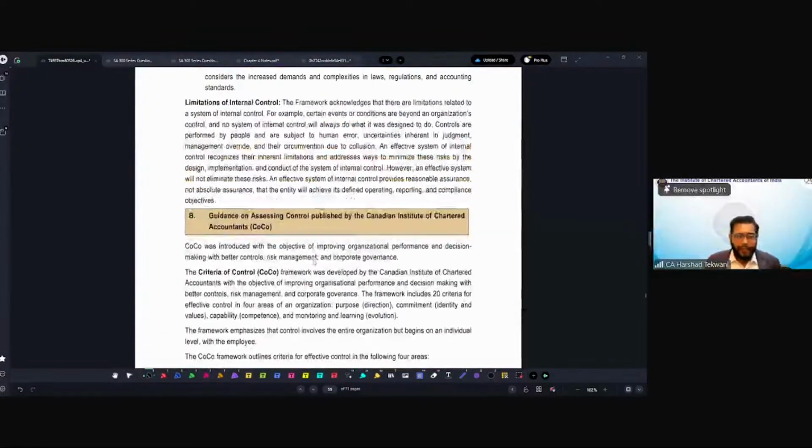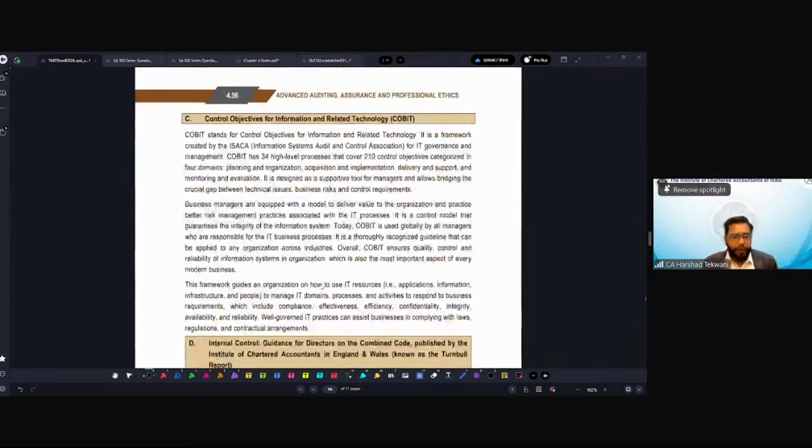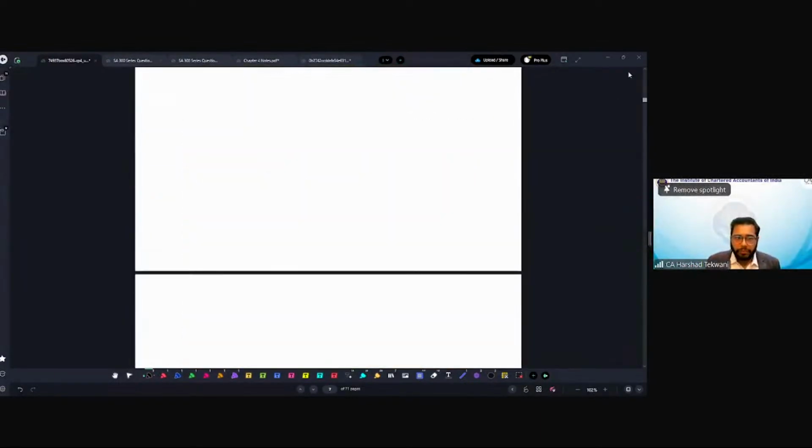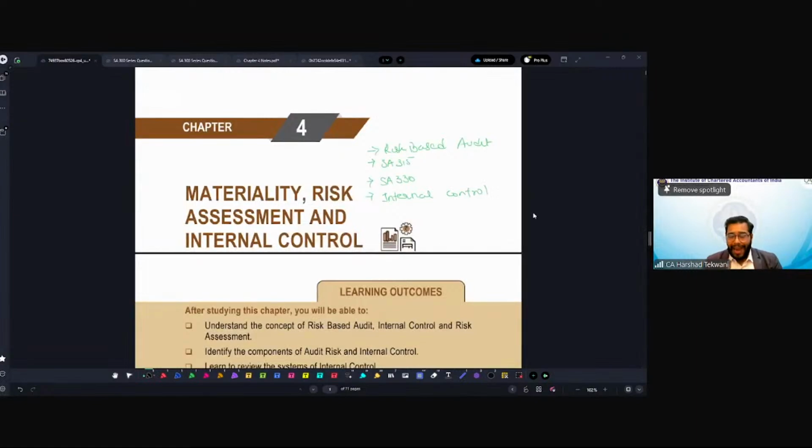Then there are other frameworks for the internal control. We will also go through the other frameworks for the internal control in the subsequent session. So this is what we have covered from your study material, for chapter 4. Any doubt till now?